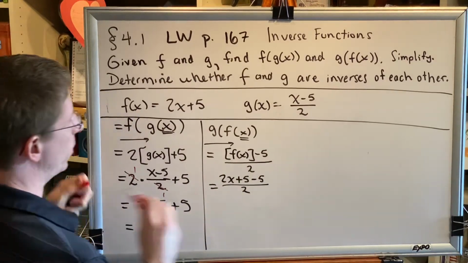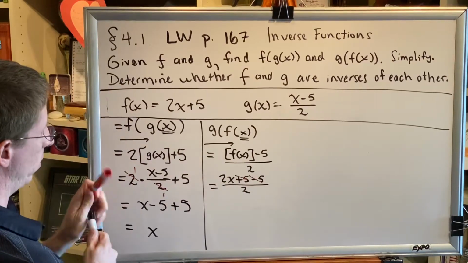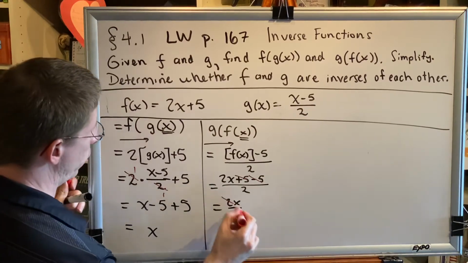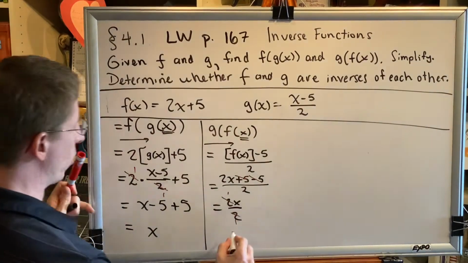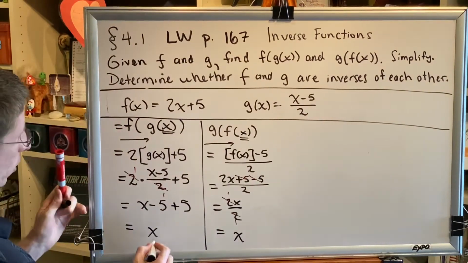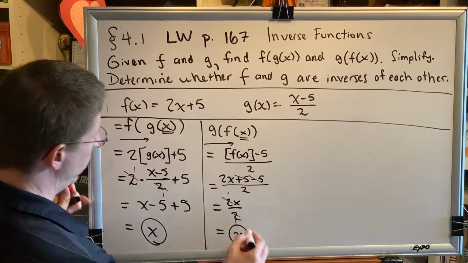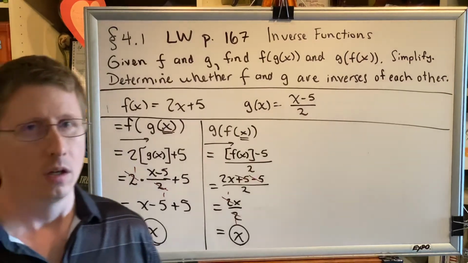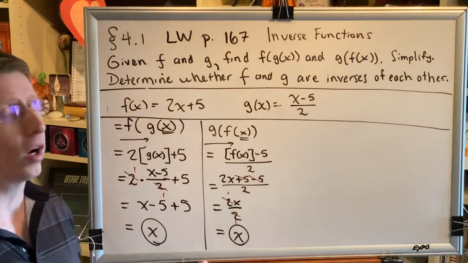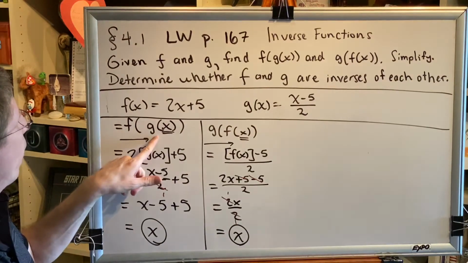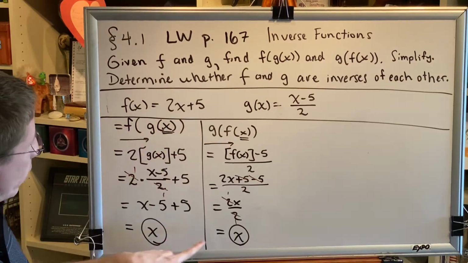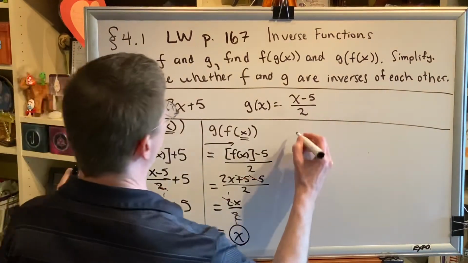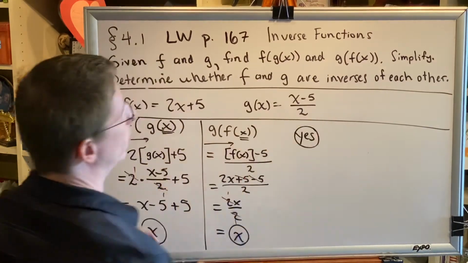All right, so this plus 5 minus 5 cancels to 0, and then I'm left with 2x divided by 2. This 2 and this 2 cancel to 1, so I get 1x over 1, which is just x. So this is the answer to the first part of the question. This is the answer to the second. Now we just have to determine whether f and g are inverses of each other. That's very easy to do. We've already done all of the hard work. If you compose the two functions together in both directions, and you get the result x both times, then you may conclude that yes, the functions are inverses of each other. So the answer to the third question is yes.